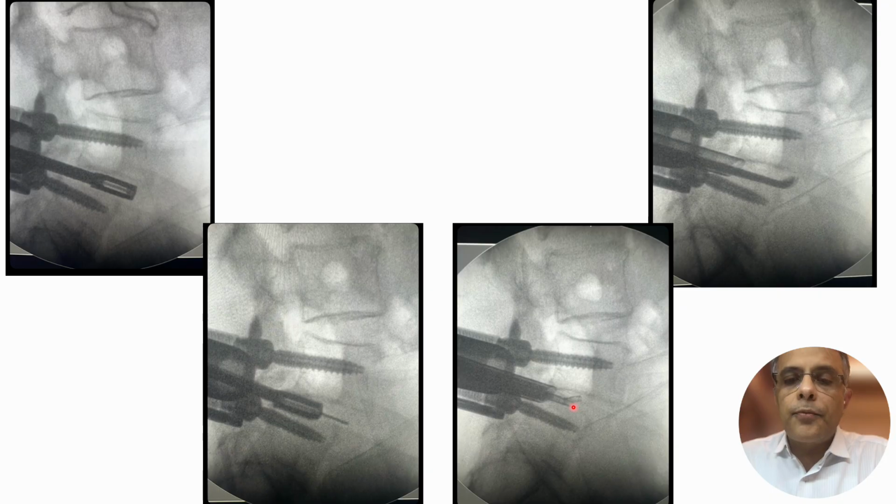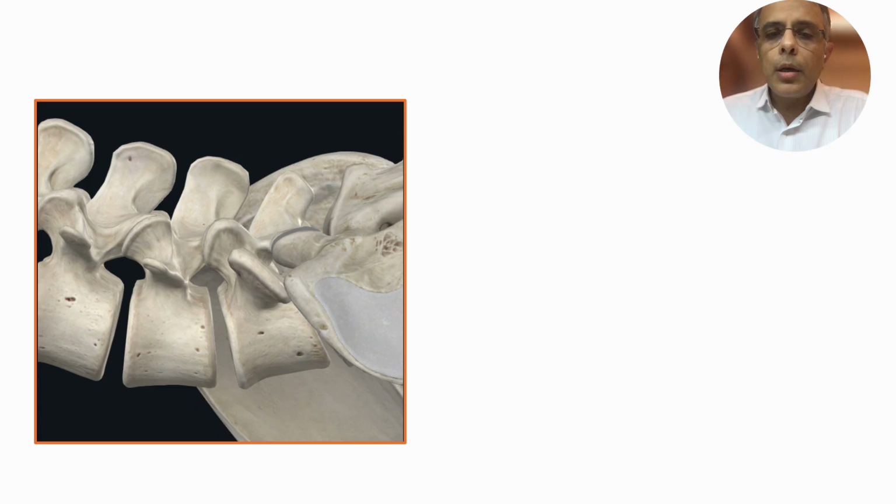This is the disc forceps which is passed through this sleeve, and residual disc material is removed. This is the 45-degree angled curette which will prepare your superior and inferior end plates, and can also collect the debris which you can take out from the sleeve.